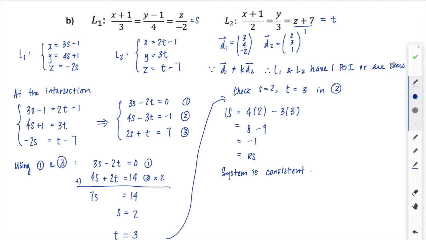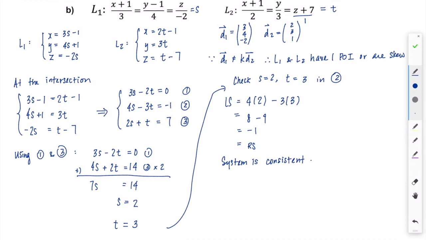Do I use s? Do I use t? It doesn't matter because there should be the same point of intersection now. So I'm going to use s. So sub s equals 2 into line 1. All right. So using parametric form, I have 3 times 2 minus 1, 6, 5. Y is 4 times 2, 8 plus 1, 9. Z is negative 2 times 2, negative 4.